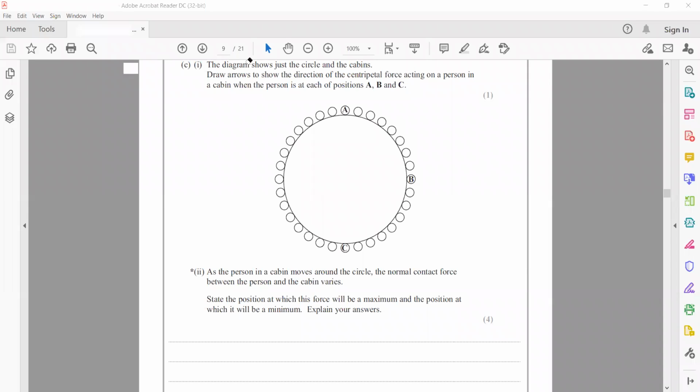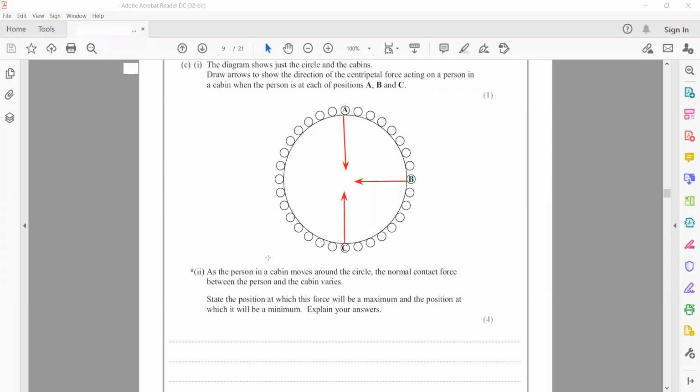So in part C1, the diagram shows just the circle and the cabin. Draw an arrow to show the direction of centripetal force on a person when the cabin is at position A, B, or C. So centripetal force is always directed towards the center. So in all the cases, the centripetal force will be towards the center.